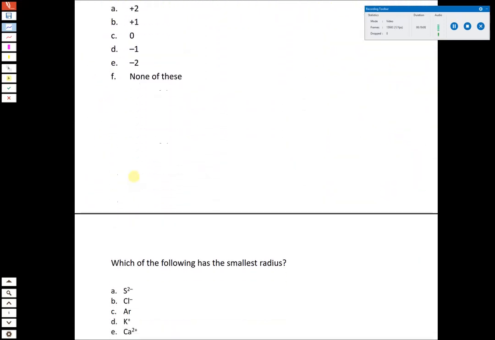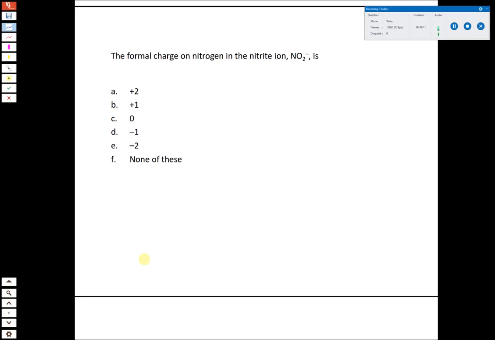All right, the next question we're going to go over is dealing with formal charges. This was another topic we had trouble with, so we have to learn how to calculate formal charge, and of course to do that we need to have a good Lewis structure first. So let's start with that. We have NO2 minus, which has nitrogen, oxygen, and a negative charge. That's going to give us our electrons.